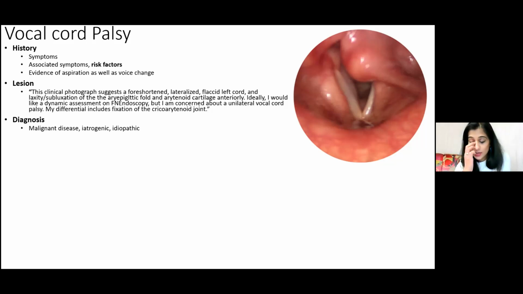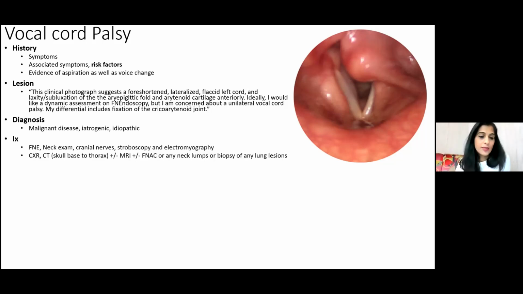Your differential diagnoses include malignant disease probably at the top, and that's the most important thing for you to rule out. But this can of course be iatrogenic if somebody's had cardiothoracic or even neck surgery, and it can be idiopathic. So your investigations, as with all the other laryngeal pathologies, will include a flexible endoscopy and a neck exam. But for vocal cord palsy, don't forget to do a full cranial nerve exam, or to say that you would do a full cranial nerve exam.